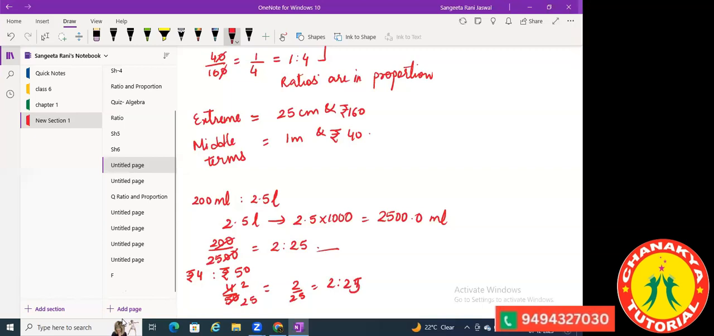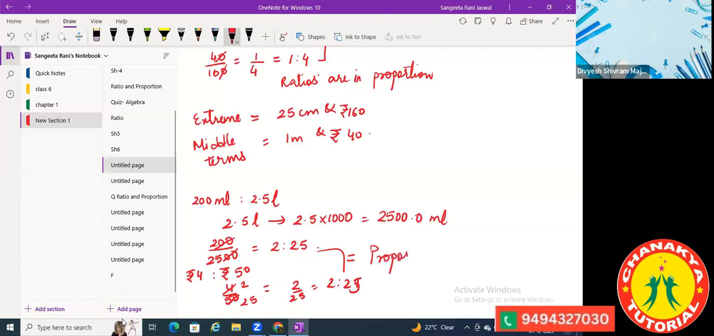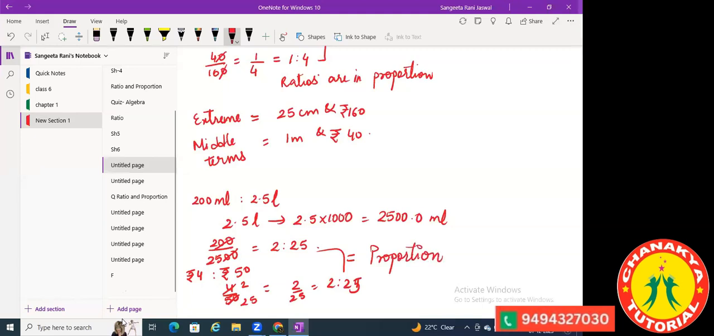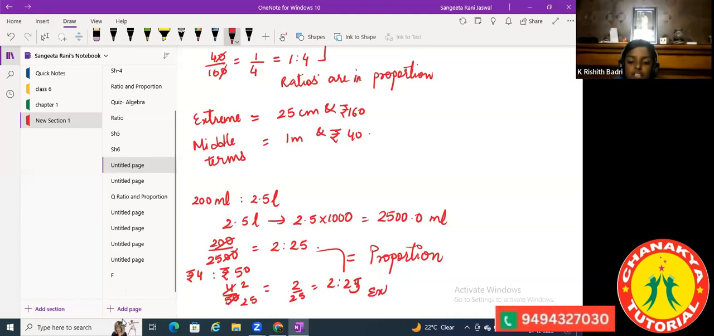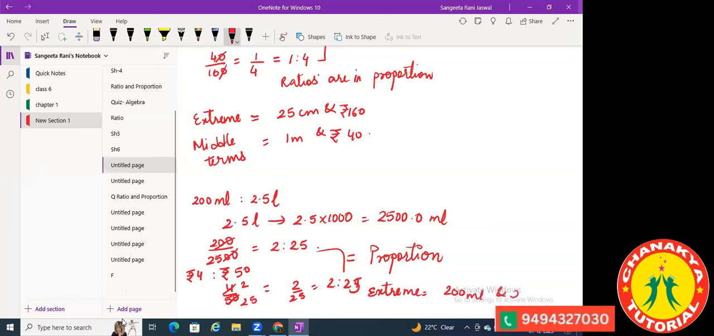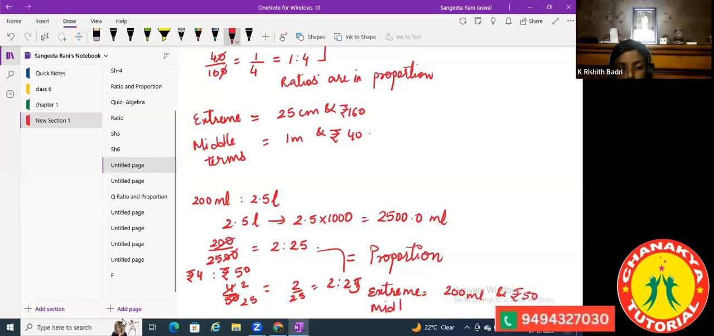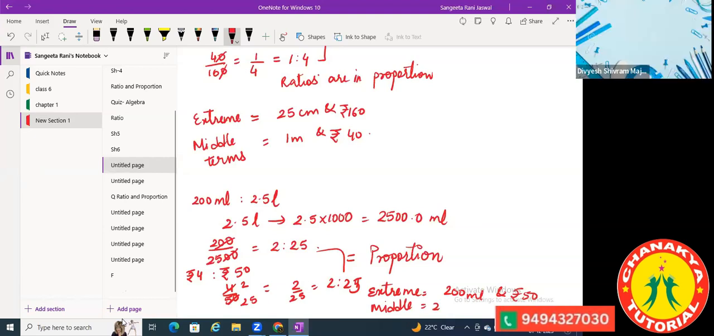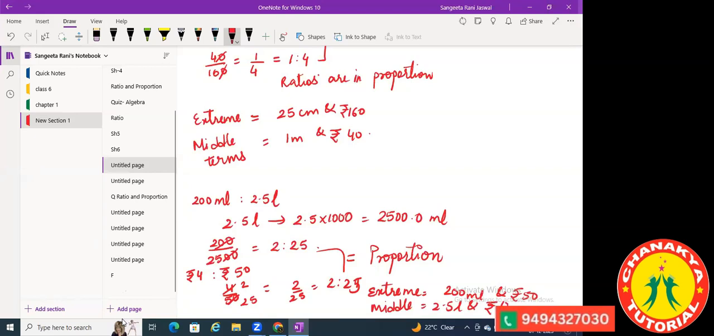So since the two ratios are equal, we can say they are in proportion. And which are the extreme terms? Extreme terms are 200 ml and rupees 50. Middle terms are 2.5 liter and rupees 4. Got it?